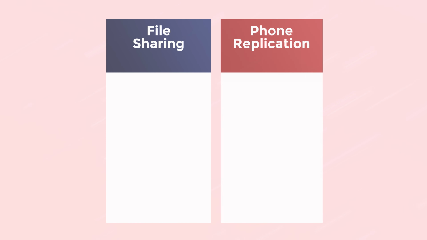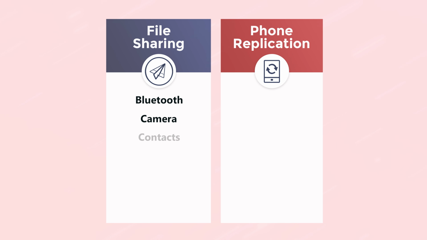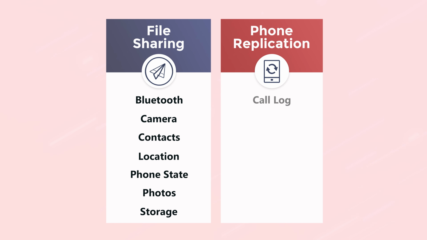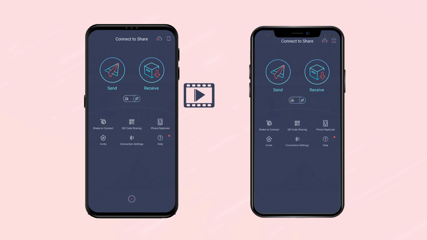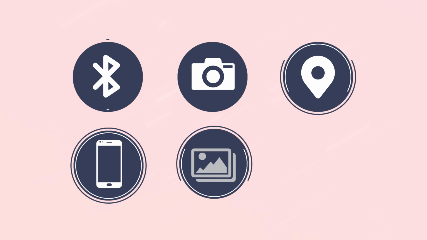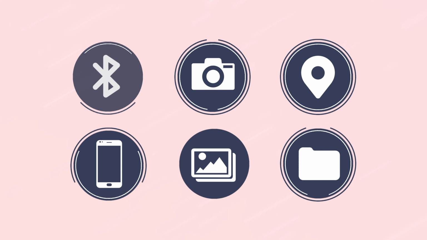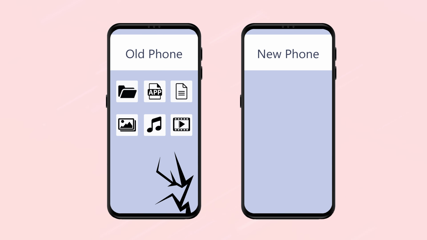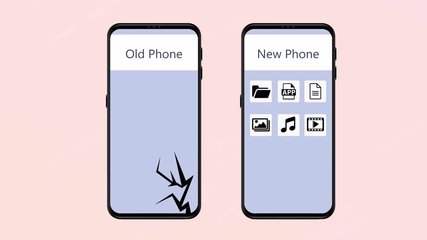These permissions fall under two different categories: permissions related to file sharing and permissions specific to the phone replication feature. File sharing is the core functionality of ZAPYA. To ensure that you can easily transfer files, we are required by Google OS and iOS to request access to the Bluetooth, camera, location, phone state, photos, and storage permissions. If you plan on using the phone replication feature, you will need to enable the use of the call log and SMS permissions. Phone replication is an additional feature available on ZAPYA that allows you to easily transfer contents of your old device over to a new one.